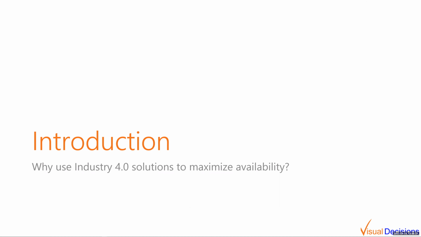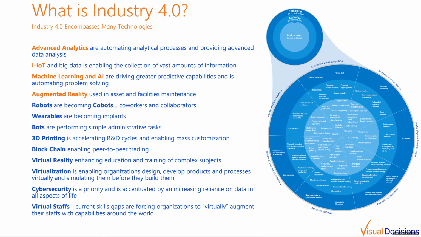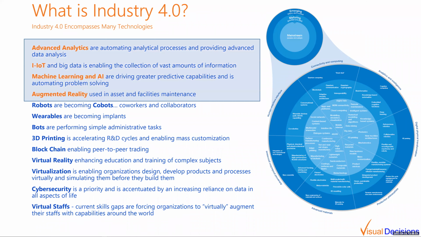First off, if we look at this graphic from the World Economic Forum, you can see that there are a number of different solution areas within Industry 4.0. On the left side, I've highlighted several of them. In particular, today we'll be looking at advanced analytics with machine learning and AI, I-IoT, or the industrial Internet of Things, and augmented reality for how we can utilize those solutions to improve things.